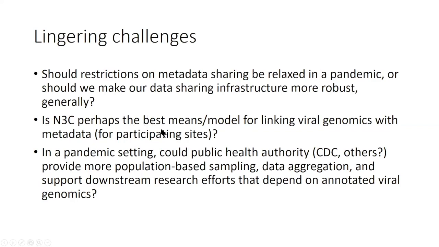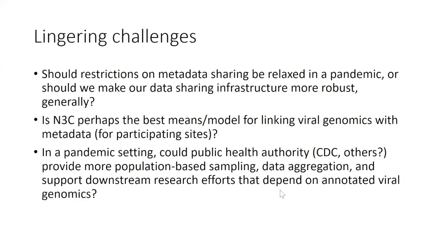or we'd have to find other ways to link inferences between the genomics and the metadata. And then there's also the possibility that in a pandemic setting, public health authorities like the CDC, which does not have restrictions on the receipt of protected health information, could aggregate population-based sampling, which of course they can do where a given health system cannot, the data aggregation, and support downstream research efforts that depend on the annotated viral genomics. I don't think there's a coherent solution to this right now.